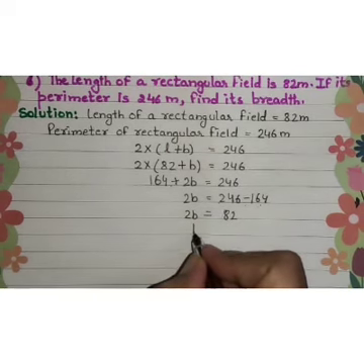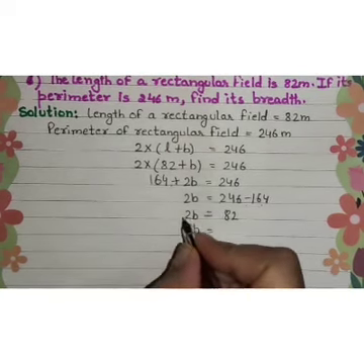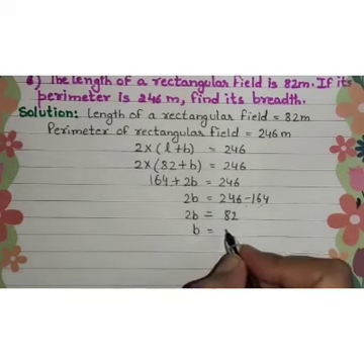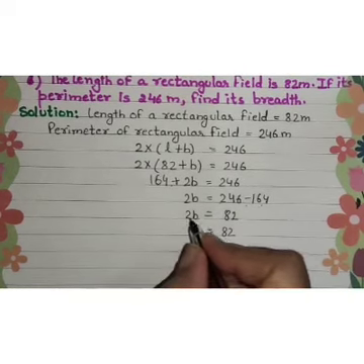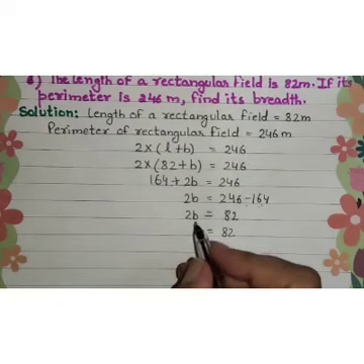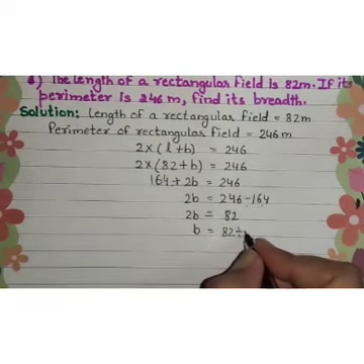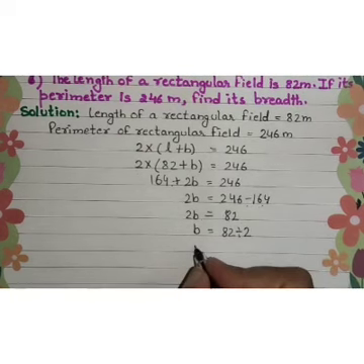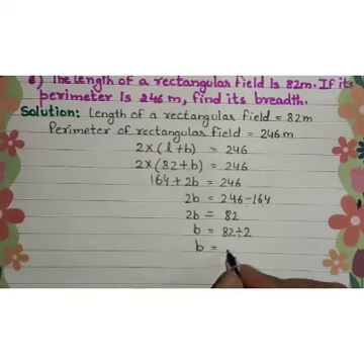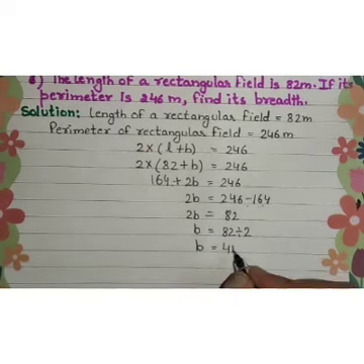Now, we have to find the value of B. Therefore, 2 will shift to other side. 2B means 2 multiply B. And when we shift multiply to other side, it converts into division. Therefore, on dividing 82 by 2, we get breadth. 82 divided by 2 is 41. Therefore, breadth of rectangular field will be 41 meter.